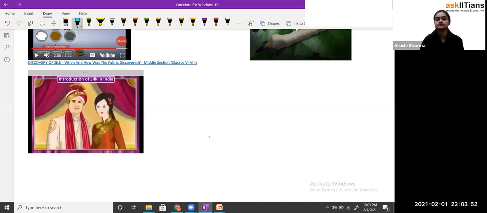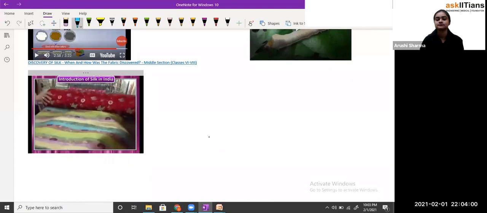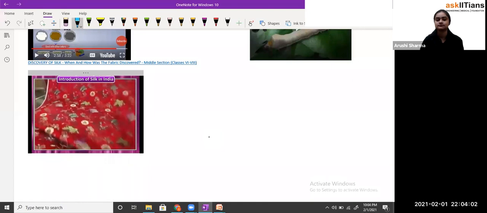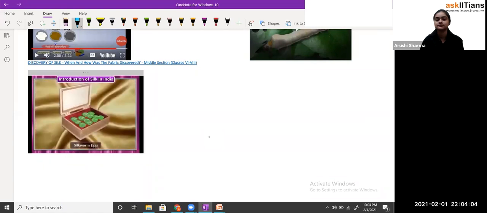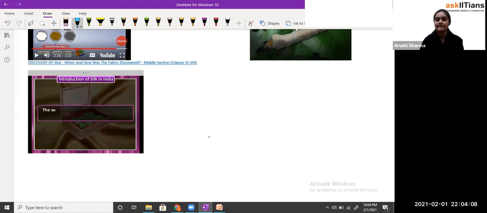The story of its introduction is related to a Chinese princess who married an Indian prince. She was very fond of silk fabric and therefore she brought silkworm eggs to India in her headdress and fed them with the leaves of Indian mulberry trees, initiating the silk production in India.